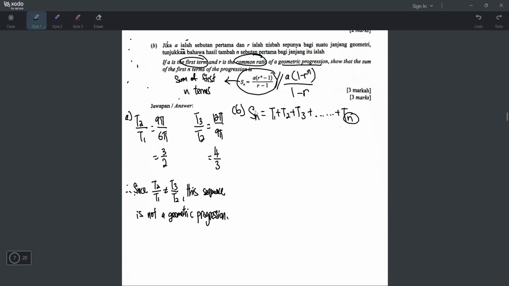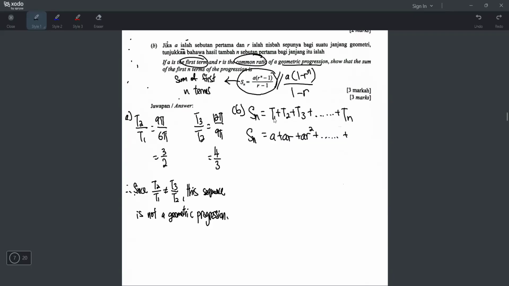So this number depends on your n, right? Okay, and now they mentioned that the first term is A. That means the T1 I can write A. And they said R is the common ratio. So that means the next term should be A times R, right? And then the third term will be AR power 2, and then keeps going until the last term, which is Tn.